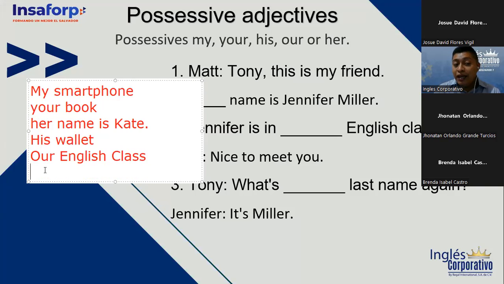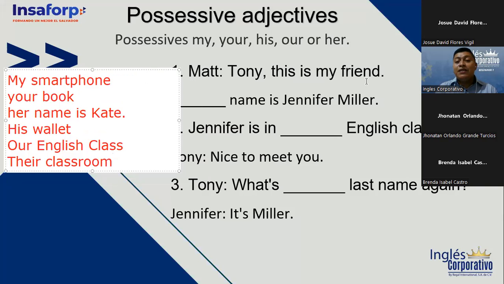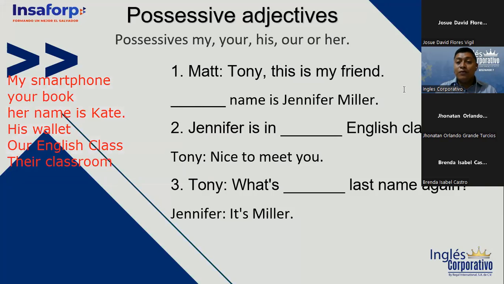Si algo le pertenece a ellos, I'm gonna use, okay, their. Okay, their classroom, el salón de clase de ellos. Okay? So I say my, your, her, his, our, and their. My smartphone, your book, her name is Kay, his wallet, our English class, their classroom. So using this possessive adjective, we are going to complete this small conversation.